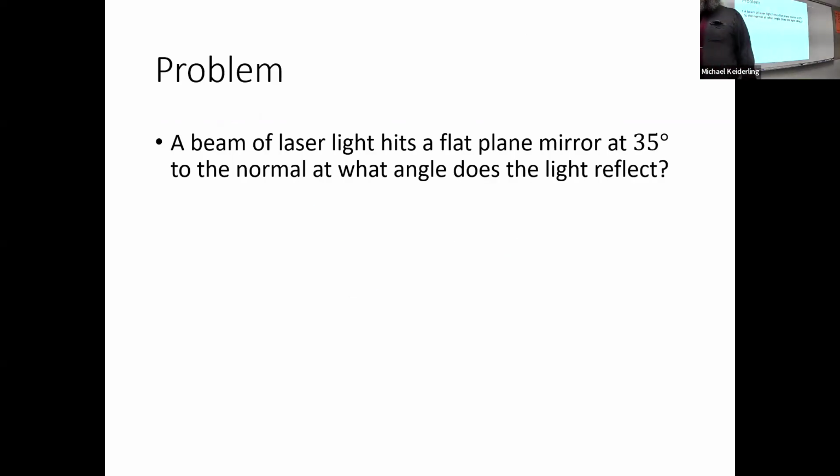So if a beam of laser light hits a flat plane mirror at 35 degrees to the normal, and that angle is measured to the normal, to the perpendicular, just because that's easier to define for curved surfaces, what angle does the light reflect? Well, the angle of incidence equals the angle of reflection, so the angle of reflection equals the 35-degree angle of incidence. So it will reflect at 35 degrees.